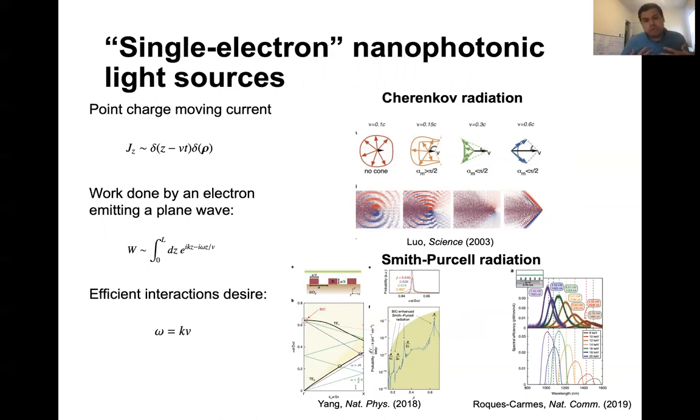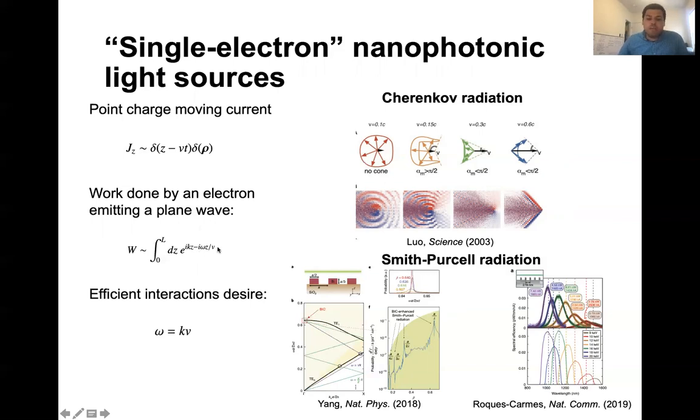And so the basic physics behind that is that you have some point charge which represents a moving current. That moving current is this moving delta function here, delta of z minus vt with velocity v. And if it emits something that has a plane wave component with wave vector k and frequency omega, then the work that that field does on the current is given by this integral over the electron's trajectory from 0 to the end of the structure of e to the ikz minus i omega z over v.